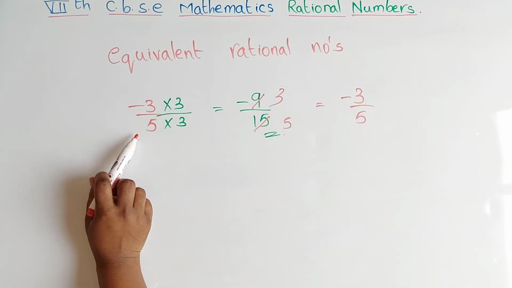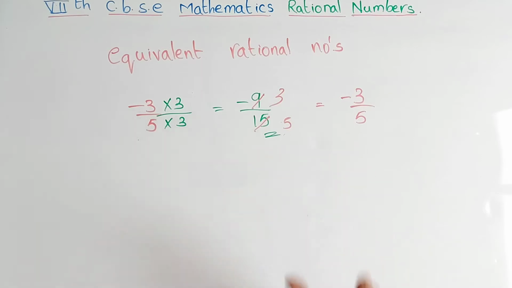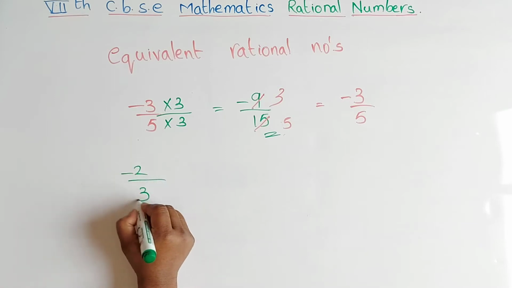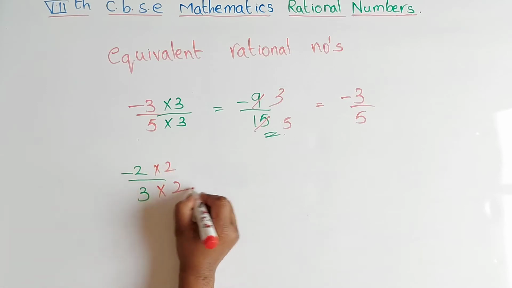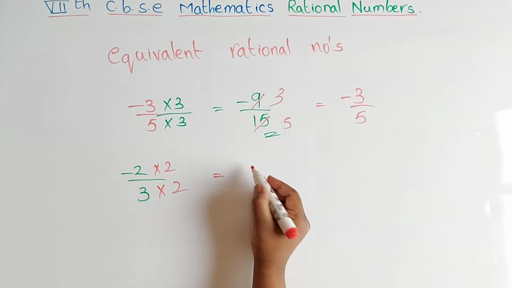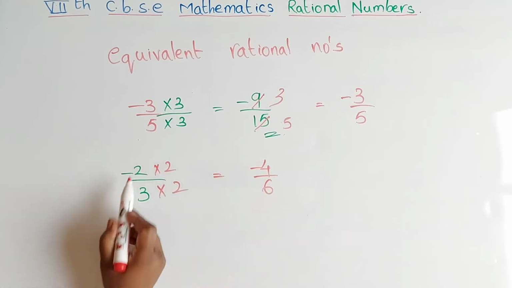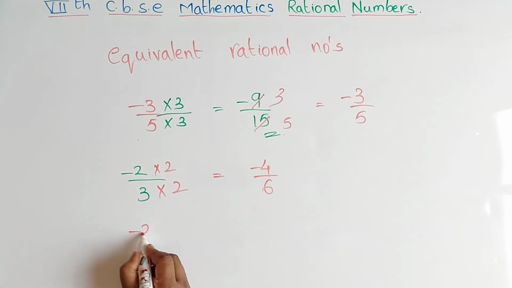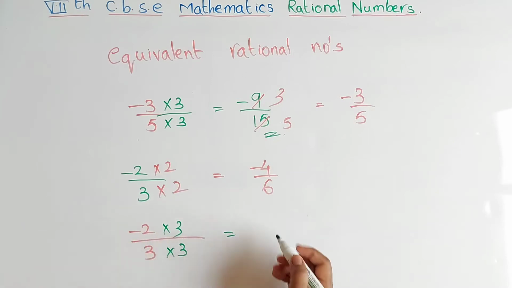Now see here. Here also we have minus 3 by 5. Can we write minus 3 by 5 equivalent to minus 9 by 15? Exactly. We'll see one more example. Minus 2 by 3 here. So I am multiplying with 2 in numerator and denominator also. What is the equivalent fraction? Minus 4 by 6. If I want one more equivalent fraction for this minus 2 by 3, I have to multiply with another number. Simple. Into 3, into 3 here also. So what is the answer? Minus 2 into 3, minus 6, by 3 into 3 is 9.